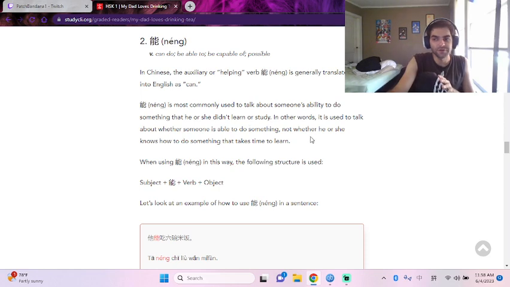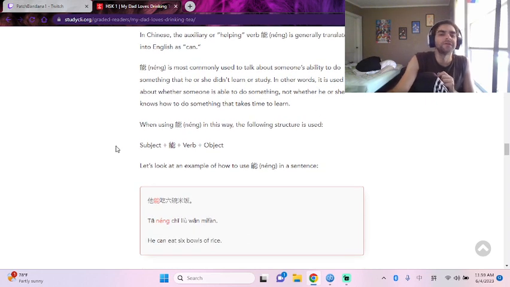In Chinese, the auxiliary or helping verb 能 is generally translated into English as can. 能 is most commonly used to talk about someone's ability to do something that he or she didn't learn or study. That was used the other day when we were checking out the Transparent Online. It was like 你能帮助我, was can you help me? And the dude responded 我能. In other words, it is used to talk about whether someone is able to do something, not whether he or she knows how to do something that takes time to learn.